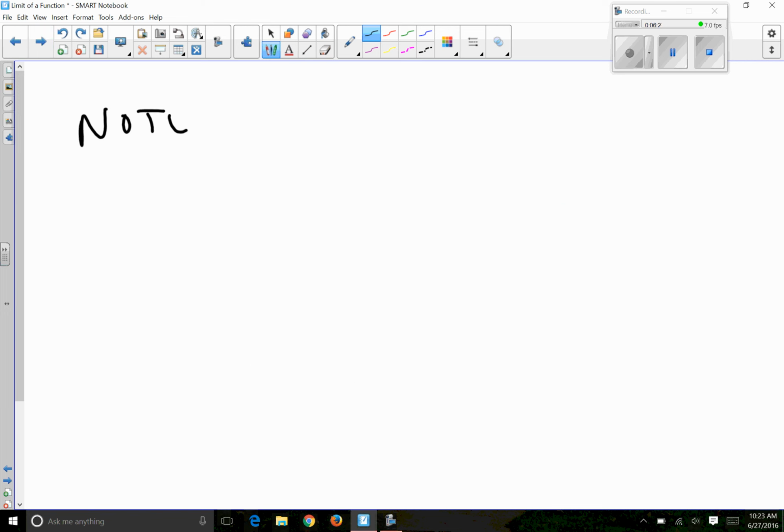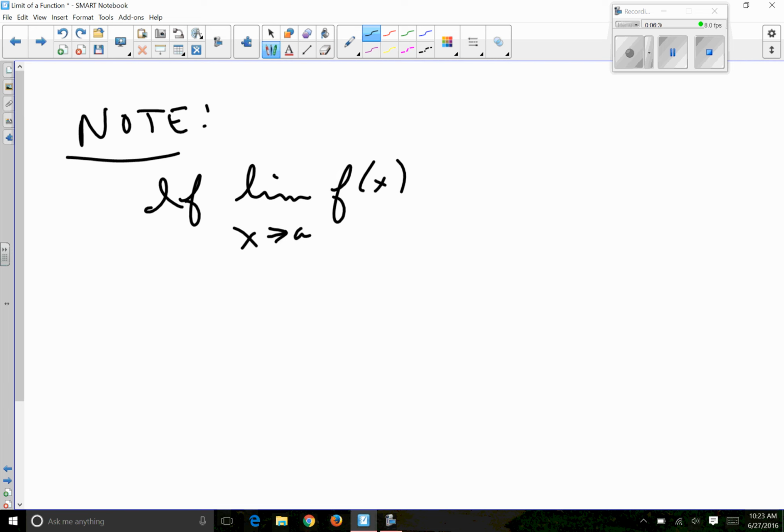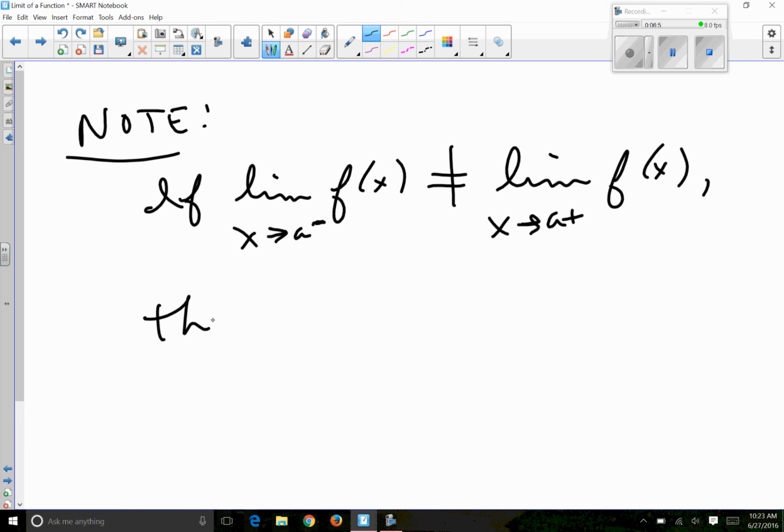Note, if the limit of f of x as x approaches a from the left is not equal to the limit of f of x as x approaches a from the right, then the limit of f of x as x approaches a does not exist.